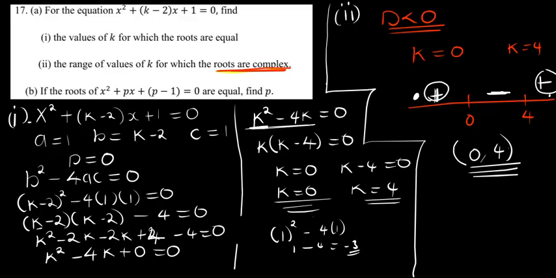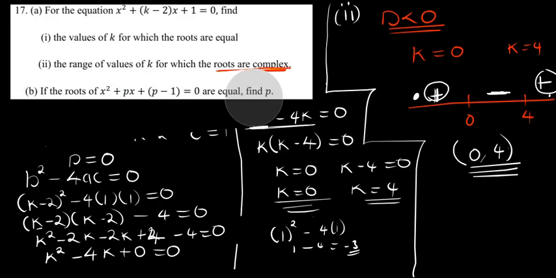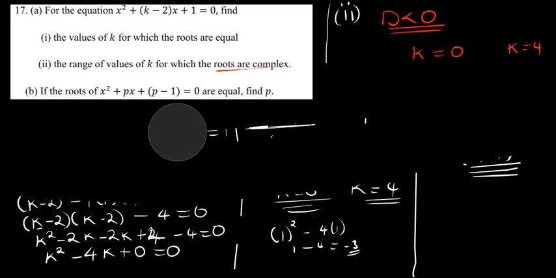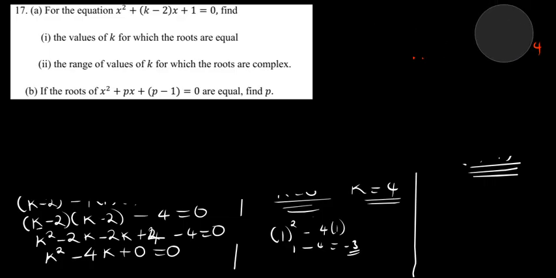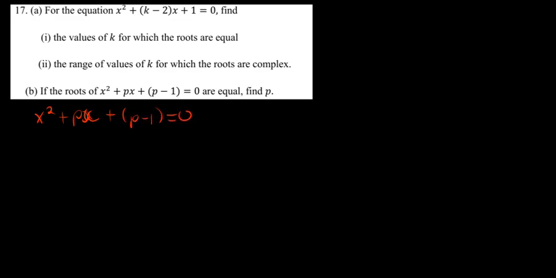Okay, now let's go to B. Now let me erase everything here. Let's go to B. Now, on B, they are saying that if the roots of x squared plus bx, like that, right? This is what we call b what? X plus p minus 1 equal to 0 are equal. Find p. So in this situation, it's just the same thing.